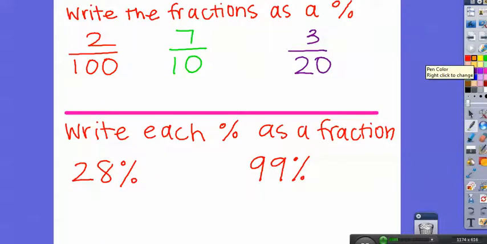2 over 100. Well, our denominator is 100, so all we need to do is take our numerator and add a percent sign. So 2 over 100 is equal to 2%. What if I have 7/10?